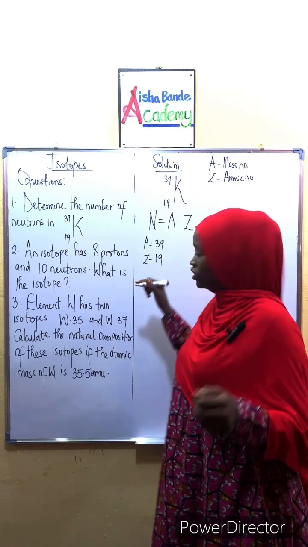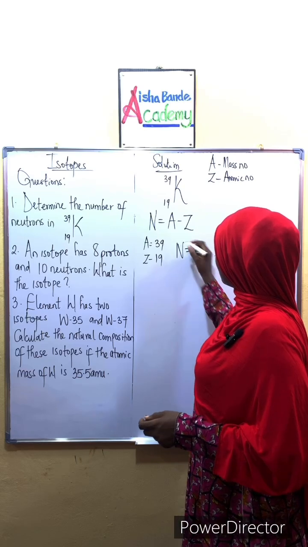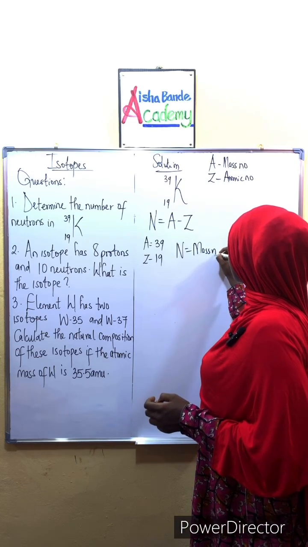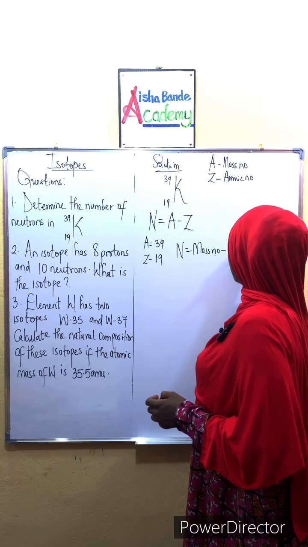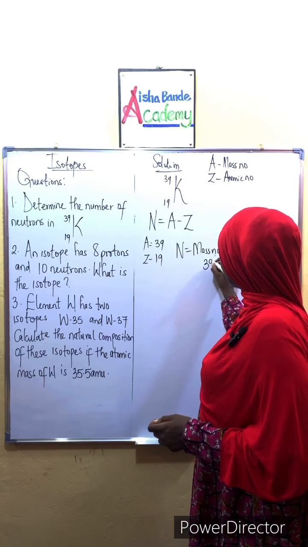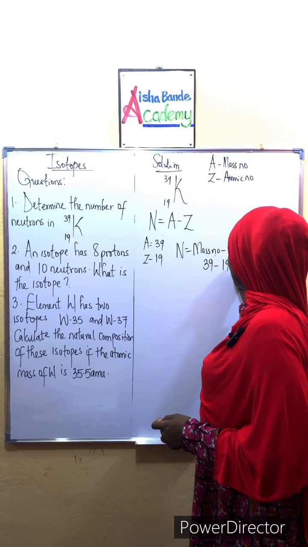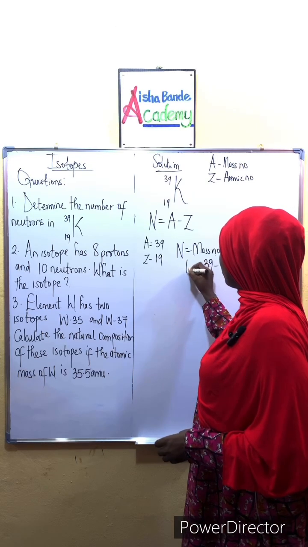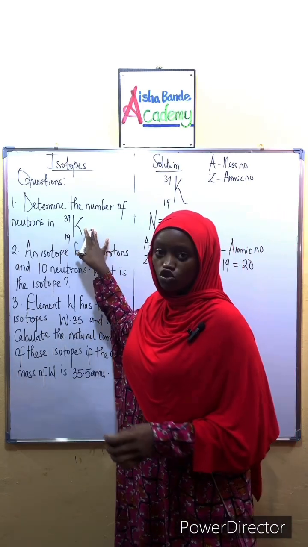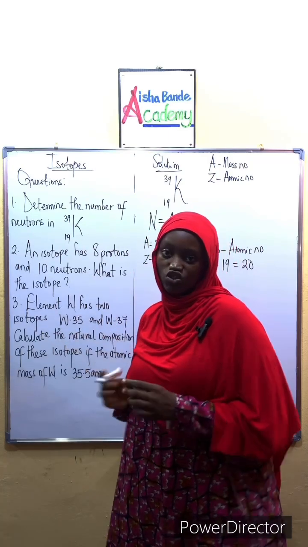So the number of neutrons in this case, N, is going to be the mass number minus the atomic number, just as simple as that. And the mass number here is 39 minus the atomic number, which is 19, and the neutron here gives us a value of 20. Okay, so as simple as that. So the number of neutrons in this first question here is 20.